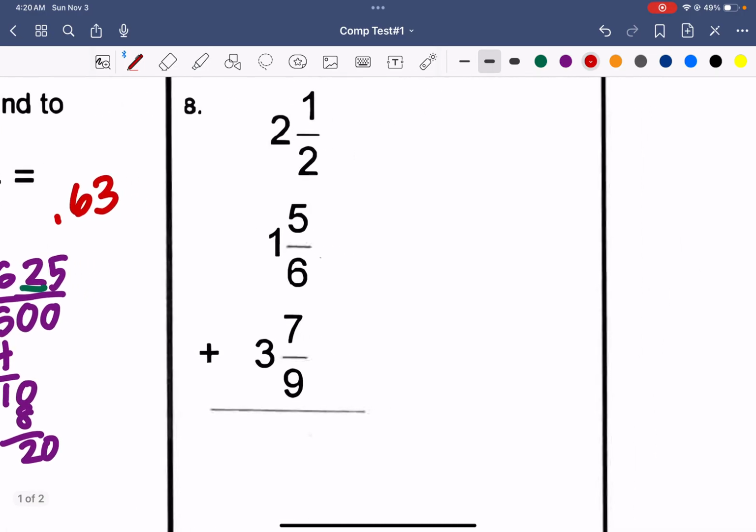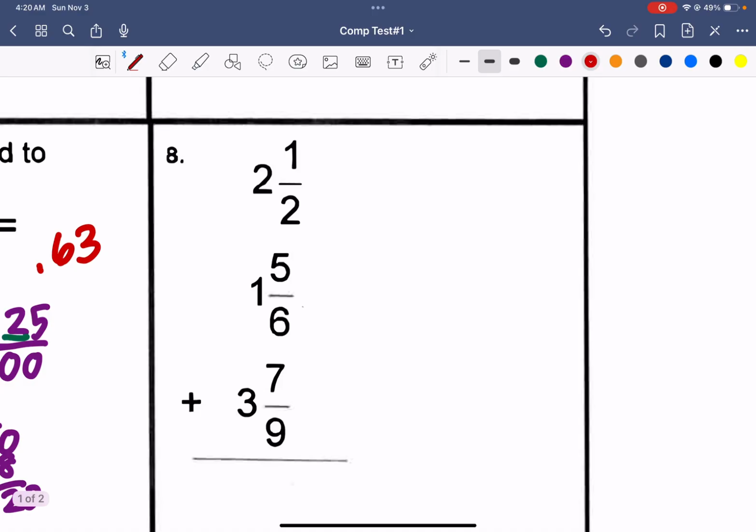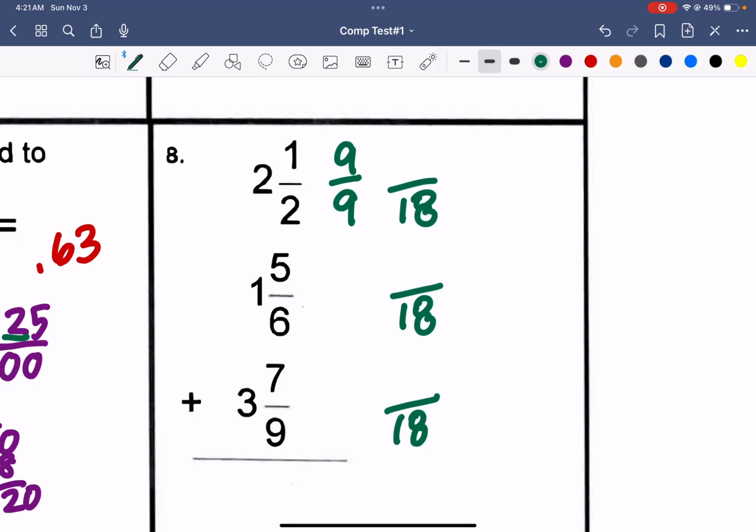All right, let me go to this last one on the front, and then I'm going to get a common denominator. I need a number that 2, 6, and 9 go into without a remainder, which will be 18. Now, when I multiply 9 over 9, what I'm actually doing is multiplying it by 1 because 9 divided by 9 is 1. I'm just finding equivalent fractions. That's all we're doing.